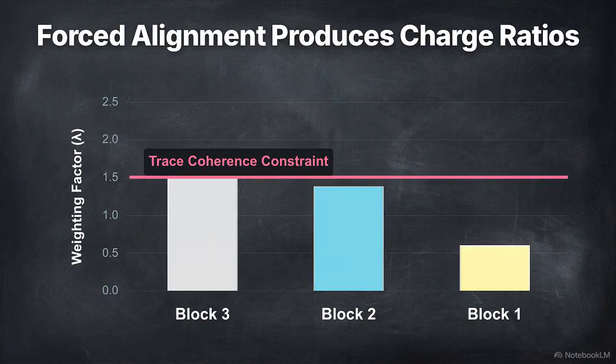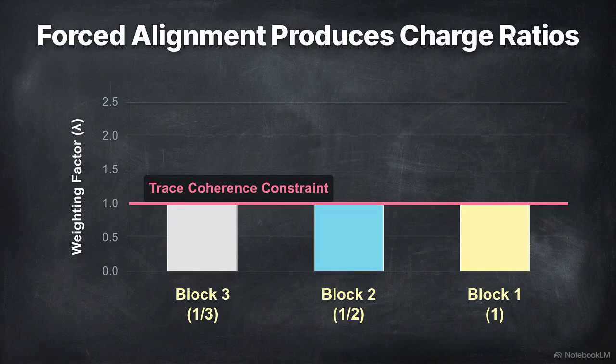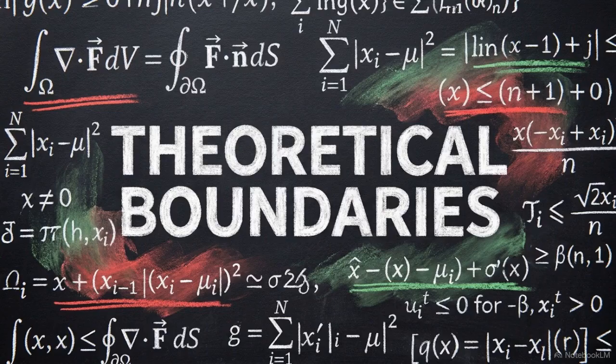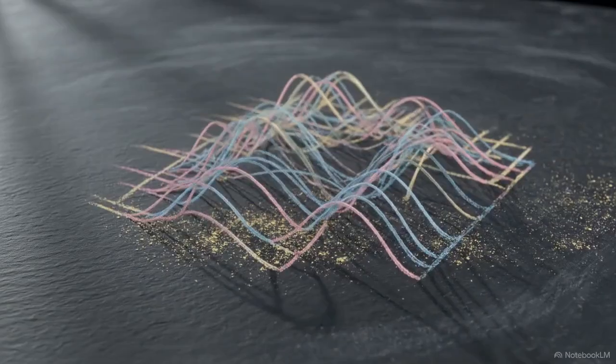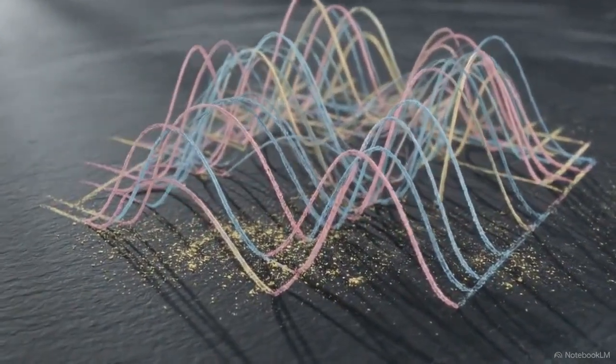A gap exists in the trace coherence condition. Currently, this equal weighting is selected because it produces known charge ratios, but it has not yet been derived organically from the source equations. This makes the framework falsifiable. It specifies exactly what must be proven or rejected to validate the theory.